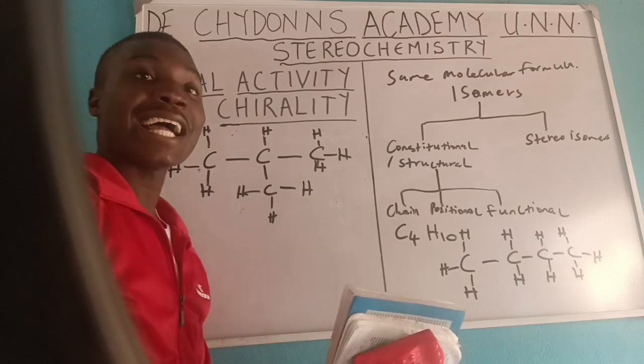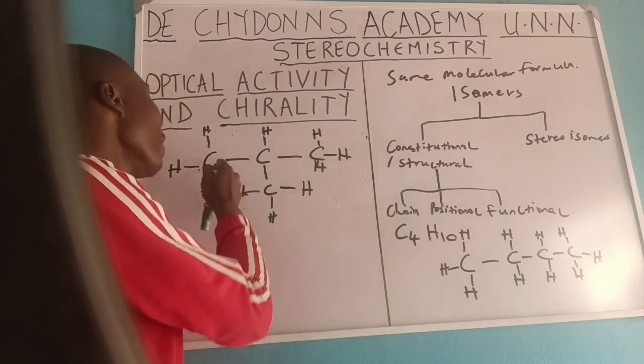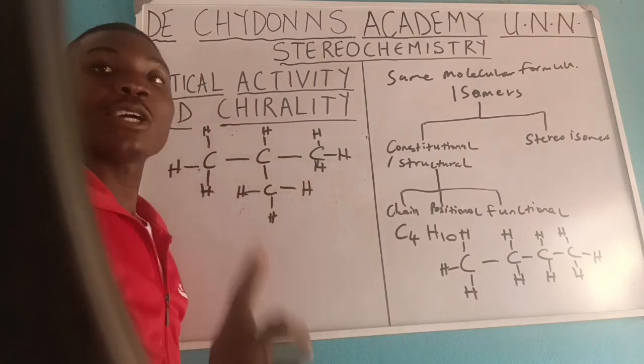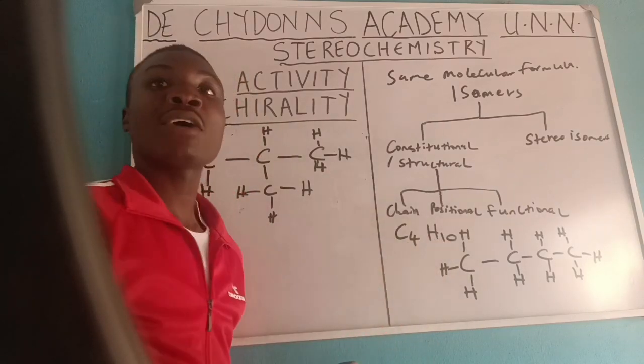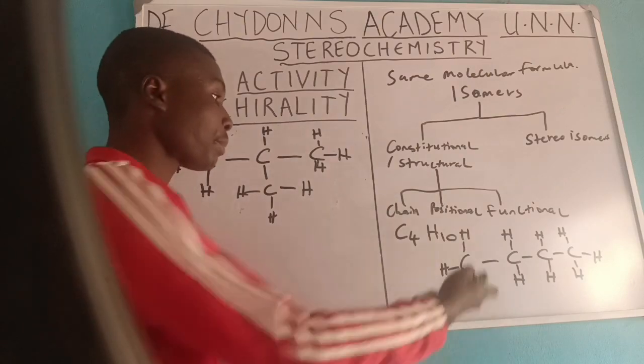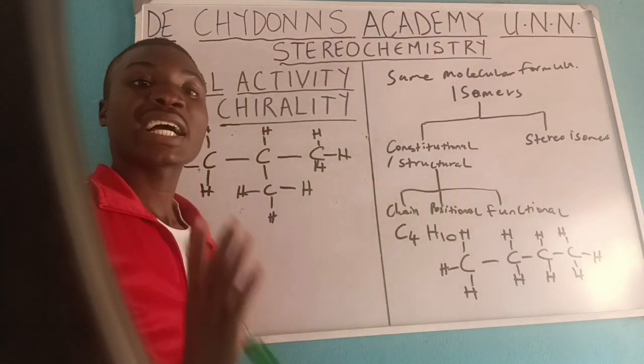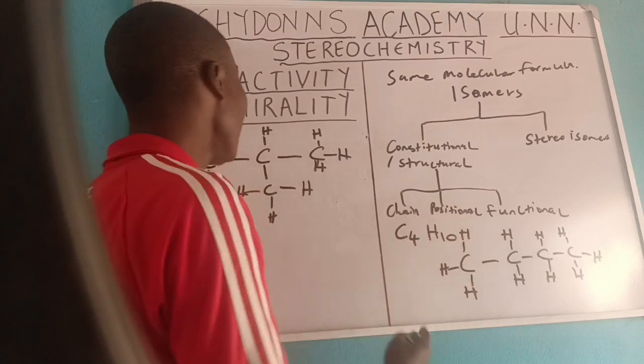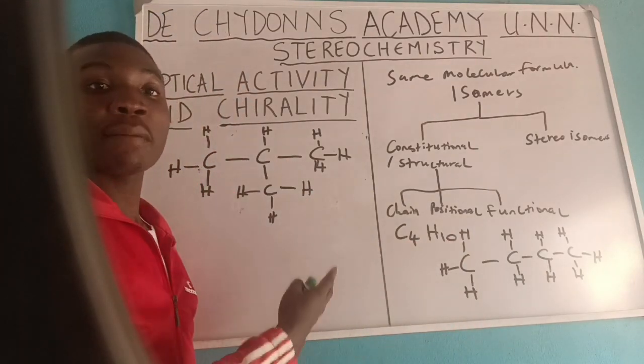So we have 10 hydrogens, and how many carbons do we have? We have 1, 2, 3, 4. So it also has the same molecular formula, but what's the difference? The structure of the carbon chain. Here we have a straight chain carbon of butane, and here we have a branched chain carbon arrangement.